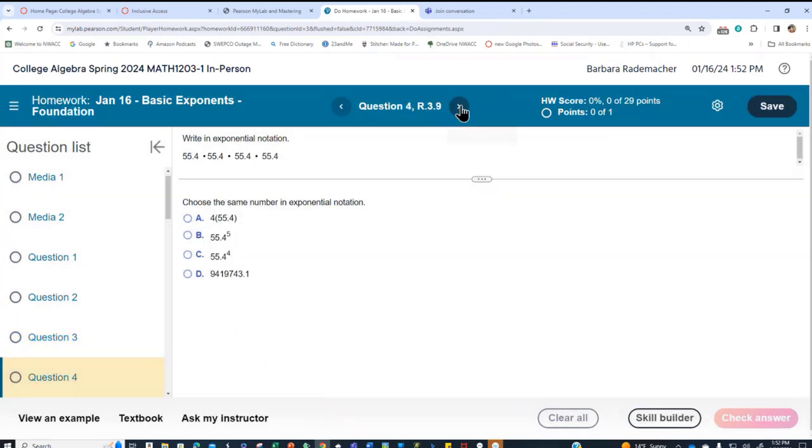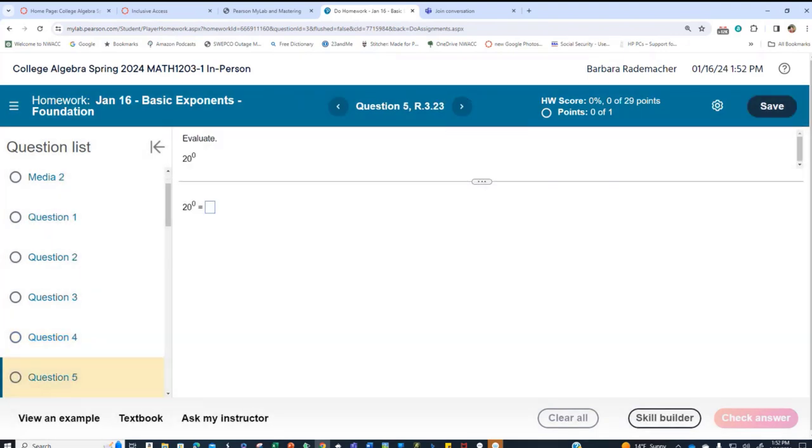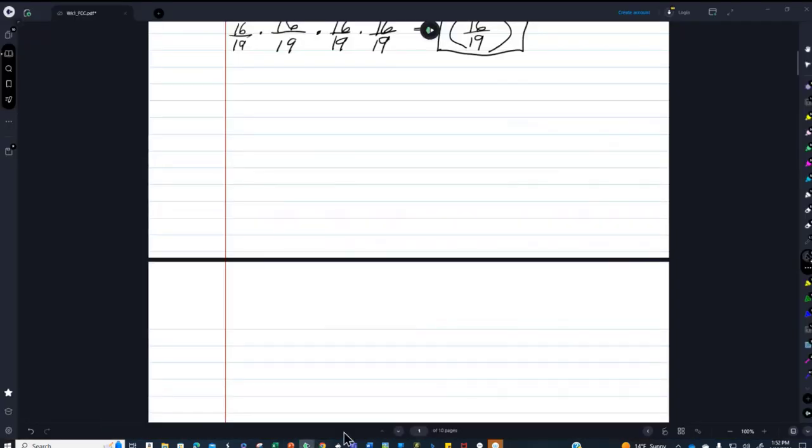All right, what else do we have? We have a number 20, and it's raised to the 0 power, and we're being asked what it equals. Well, I'll tell you. Any positive number, but that's not true because if I had negative 20 in parentheses raised to the zero power, I would also have one. Any number raised to the zero power is one.